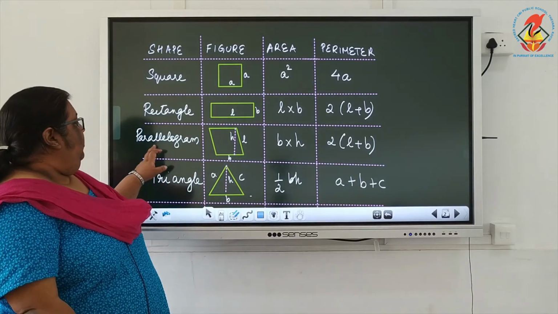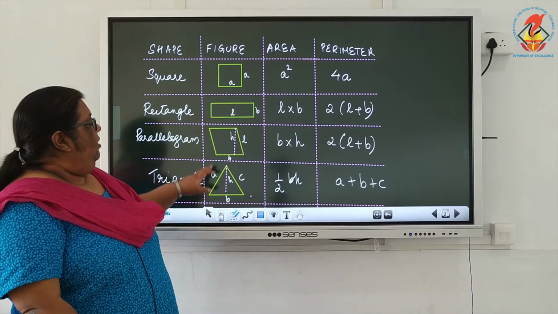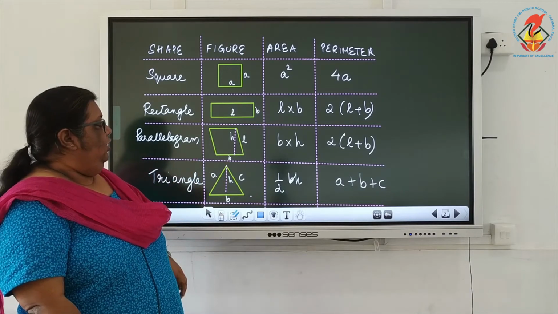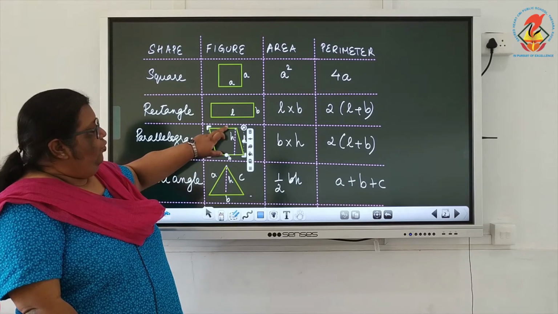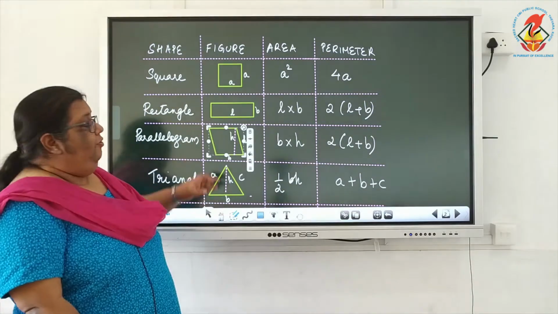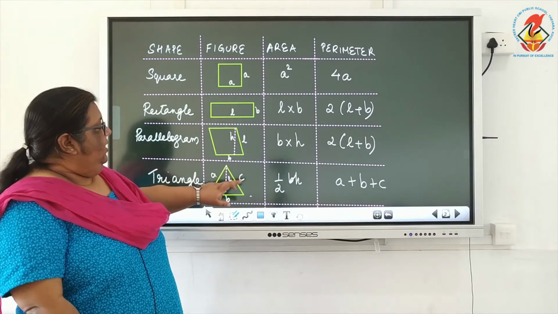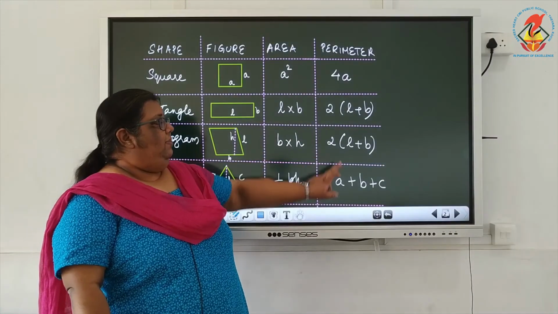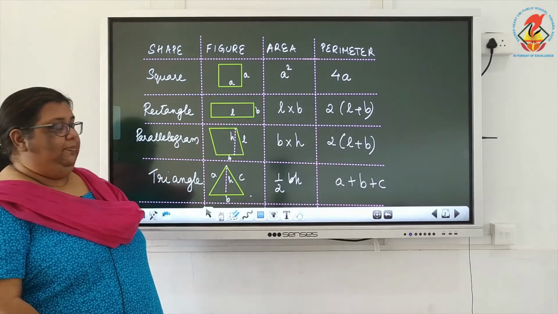Then the third figure, parallelogram. Opposite sides are parallel and they are equal. There is a height also drawn, the height from one vertex to the opposite side. Area will be base into height and perimeter will be 2 into (L plus B).